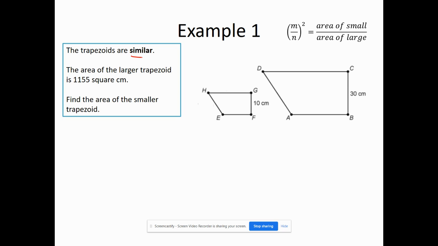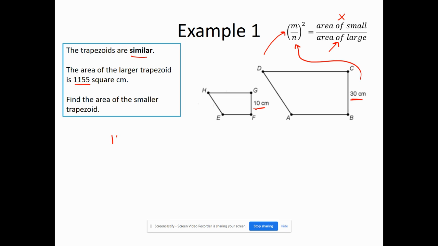So trapezoids are similar. We know the area of the large trapezoid is 1155, so that's going to go here. And then the area of the small trapezoid is what we want, so we could call that x or a or whatever you want. And then these are the corresponding sides that were given. Those go into this formula here and here. I always do small over large when in reality it doesn't matter. You can flip both proportions, but just to be on the same page.